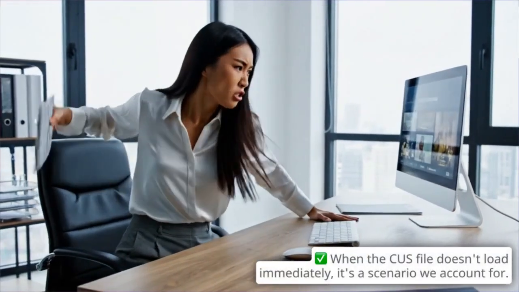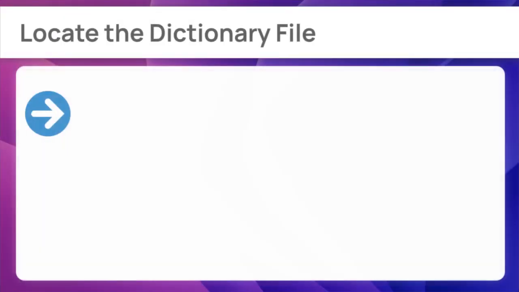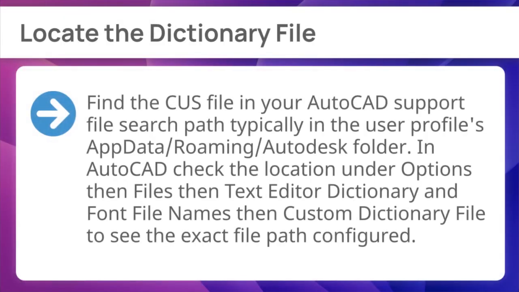Time for our checklist. First, locate the dictionary file. Find the CUS file in your AutoCAD support file search path, typically in the User Profiles, App Data, Roaming, Autodesk folder. In AutoCAD, check the location under Options, then Files, then Text Editor, Dictionary, and Font File Names, then Custom Dictionary File to see the exact file path configured.